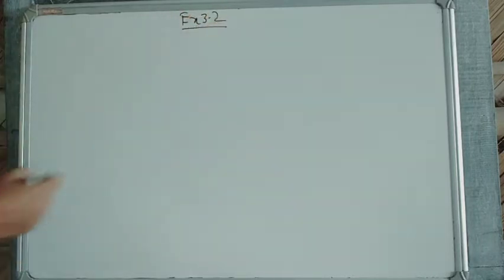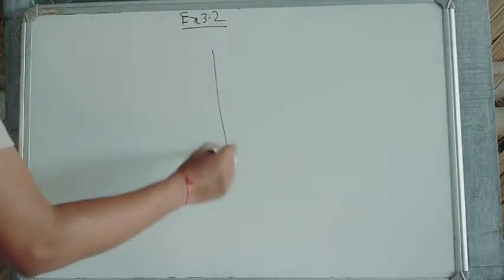So now we will do exercise 3.2. In exercise 3.2, question number 1, what is there? Part 1: write the name of the horizontal and the vertical line drawn to determine the position of any plane in the Cartesian plane. So if you remember the Cartesian plane, what was there?